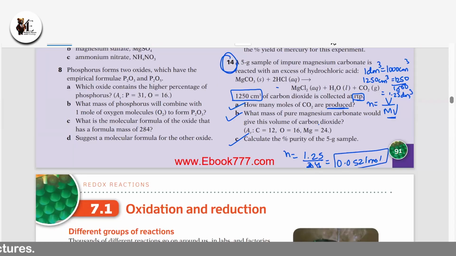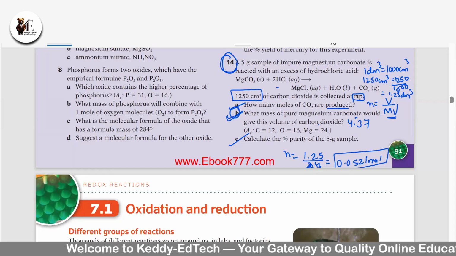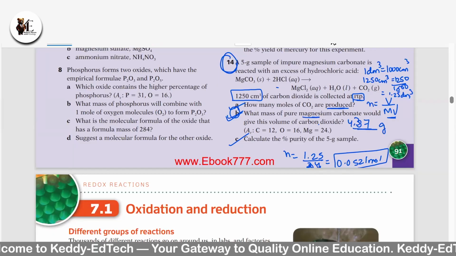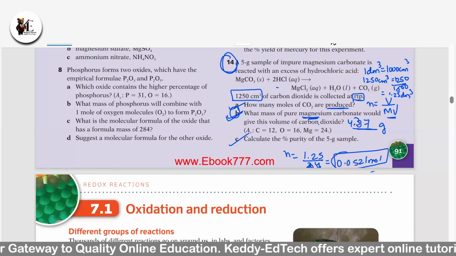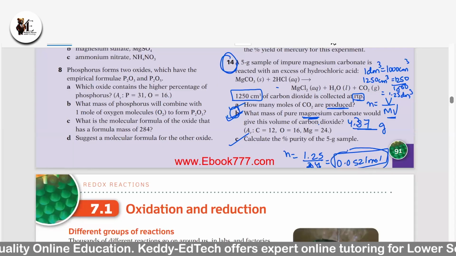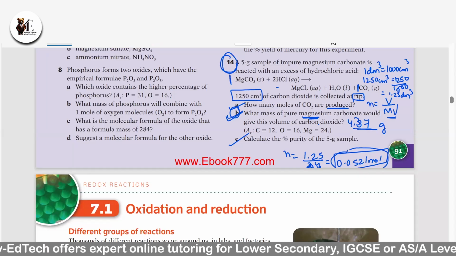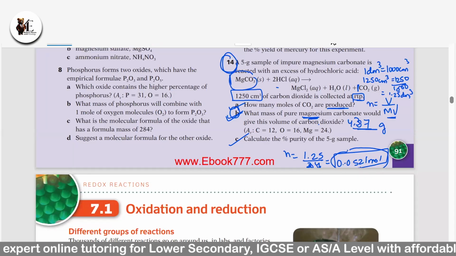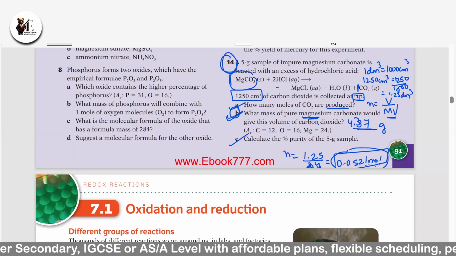Yeah, I'm done. What is the answer of B part? I got 4.37. Yes, 4.37 gram is the mass of pure calcium carbonate. Because how you have approached this? If the number of moles is 0.0521 mole for carbon dioxide, then you know that 1 mole of magnesium carbonate produces 1 mole of carbon dioxide. So the number of moles of magnesium carbonate is also the same, that is 0.0521. And you know how to convert mole into mass. So you got the answer as 4.37 gram, which is correct.